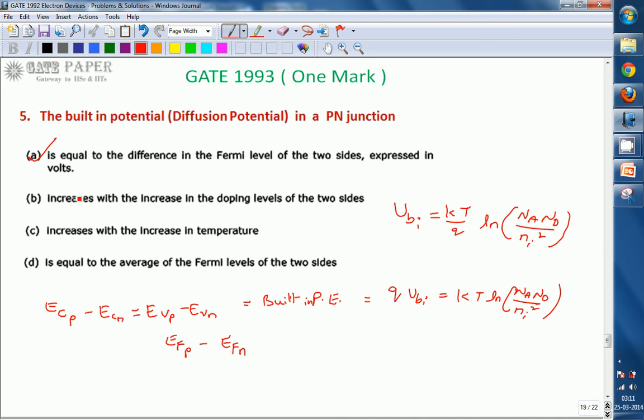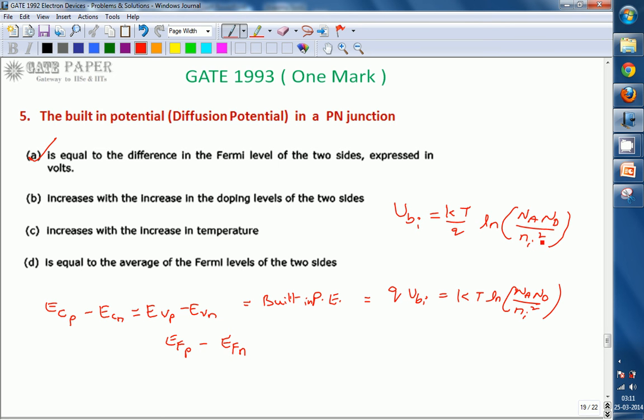Next, if you check this one, Vbi is equal to kT by q natural logarithm of Na Nd by Ni square. Na is the acceptor concentration, used to get the p side. Nd is the donor concentration, used to get the n side. Ni is the intrinsic carrier concentration, which only depends on temperature. For a given temperature, Ni is a constant.